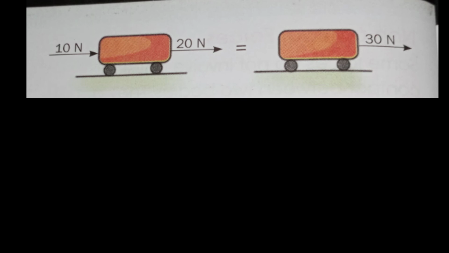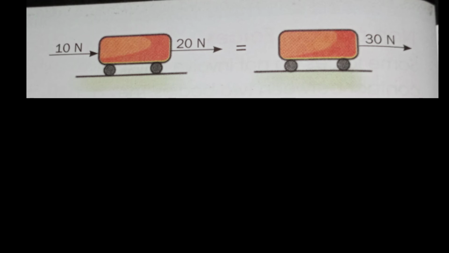You can see the direction, the arrow, they are acting in the same direction. Then how to get the resultant force? By adding the two forces, we will get the resultant force. And when will you add? When the forces are acting in the same direction, at that time you will add. Then you will get the resultant force.